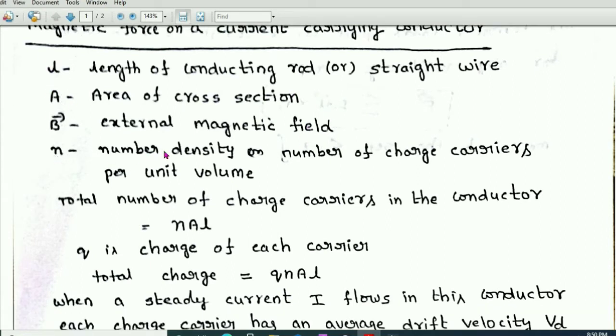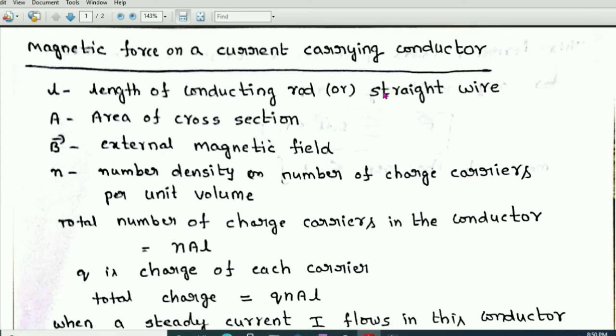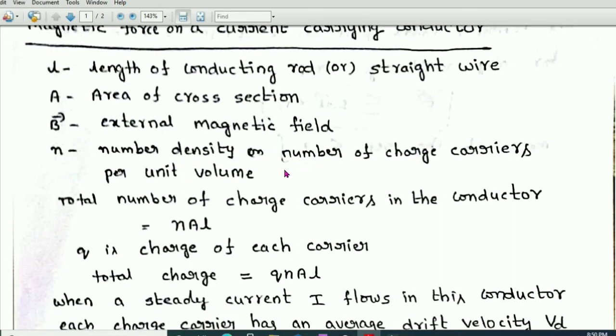Now let small n be the number density, that means the number of charge carriers per unit volume. In a metallic conductor, free electrons are the charge carriers. So small n is the number of free electrons per unit volume. The total number of charge carriers in the conductor is n into AL, because A into L, area into length, is the volume of the conductor. Per unit volume the number of free electrons is n, so the total number of free electrons in the volume AL is n into AL.